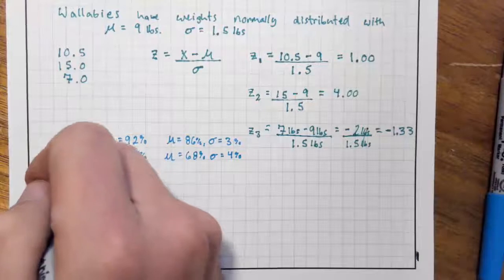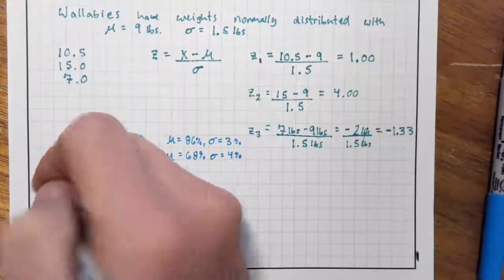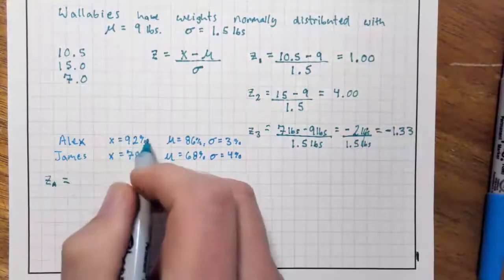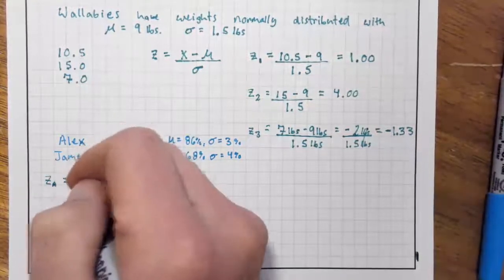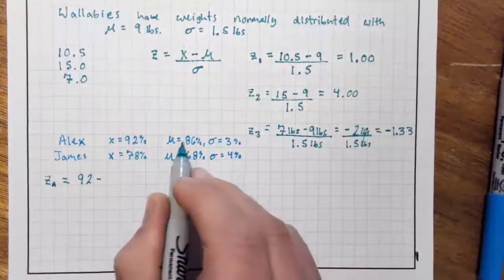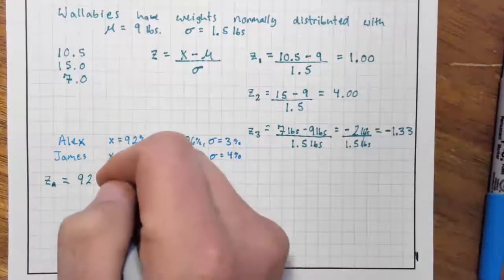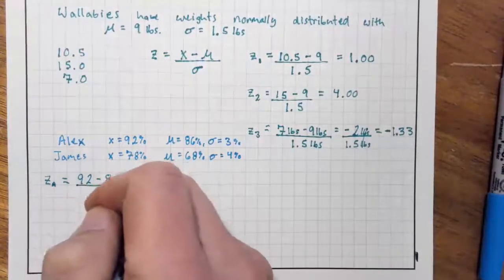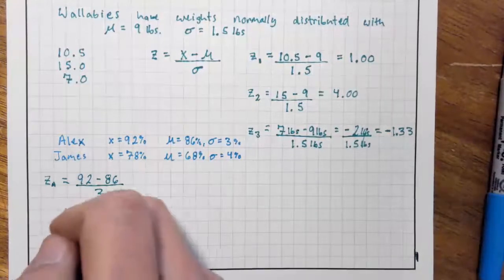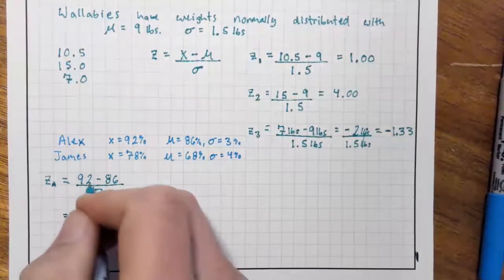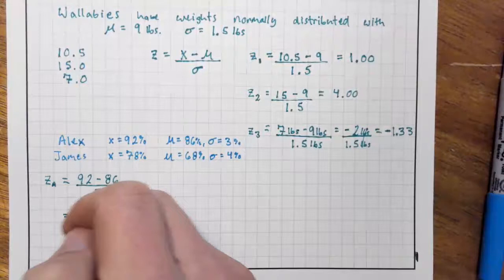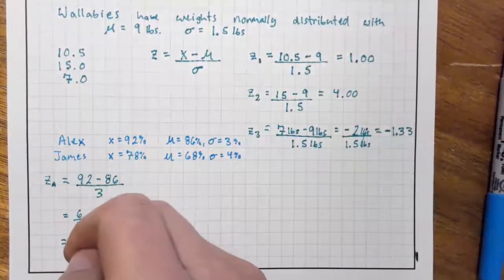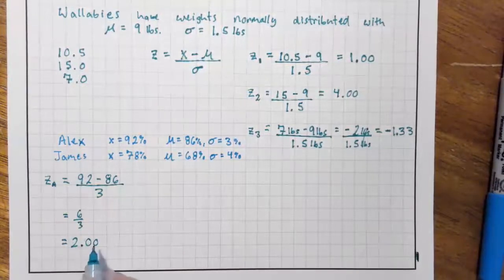So the z-score for Alex, I'll put z and I'll put a little a down there. The z-score for Alex, that would have been his observation, which was a 92. We'll subtract his class's mean, which is 86, and then divide by their standard deviation, which was 3%. Okay? If I continue working through this, 92 minus 86 means 6, divided by 3. So he had a z-score of 2.00. He scored 2 standard deviations above the mean.